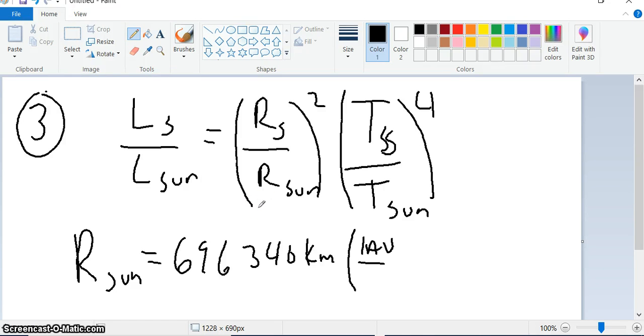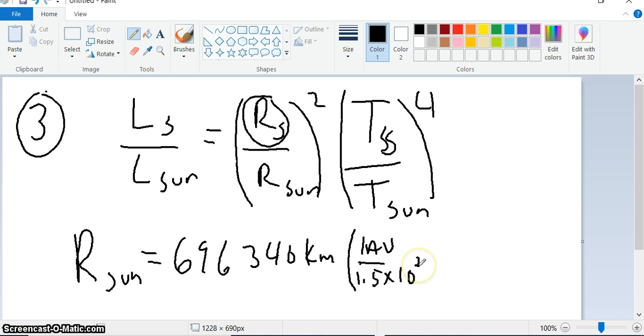All right, so once again, we're going to figure out the radius of the sun in terms of astronomical units. The reason we're doing that is they give us the size of the sun for one astronomical unit, and then 5 astronomical units for part B.